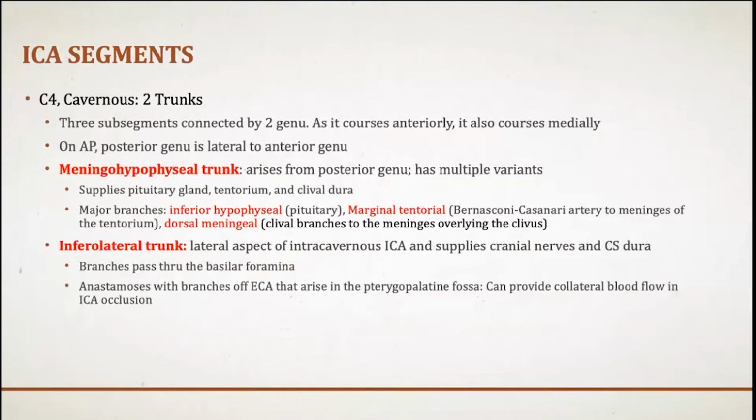And then there's a C4 segment, which is the cavernous segment, and that has two trunks, the meningohypophyseal trunk and the inferolateral trunk. The things I've written down here are just good to know, but they're a little more advanced. So you just have to remember that the C4 cavernous segment has two trunks, the meningohypophyseal and the inferolateral trunk.